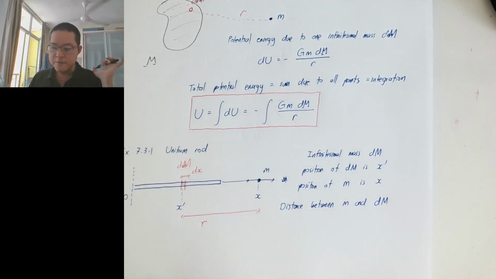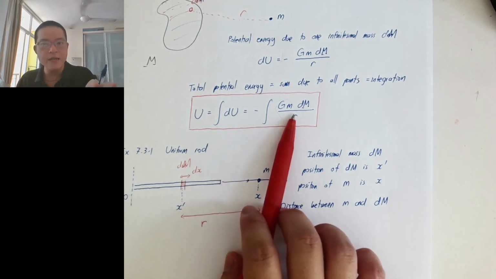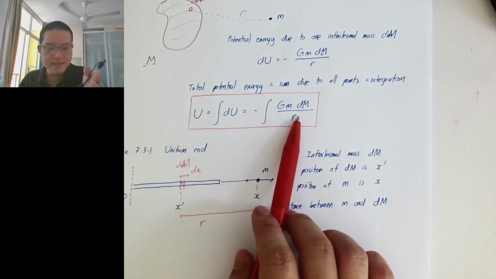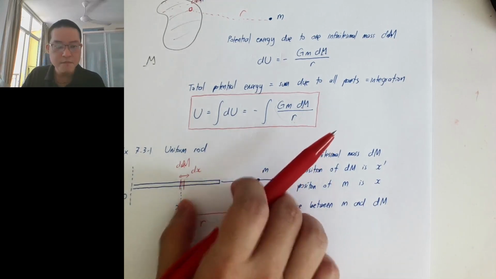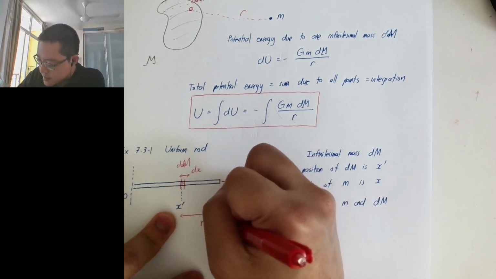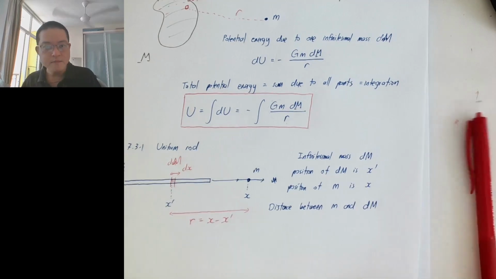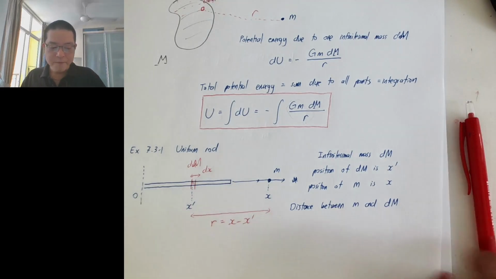Be careful, because a lot of students will make the mistake where they just immediately put in x for r, but that's actually wrong. What I want is the distance between the masses, and this is r. As you can see, this distance is just x minus x prime. Do you agree? Yes, agree. Good. If you agree, then the rest should be okay.